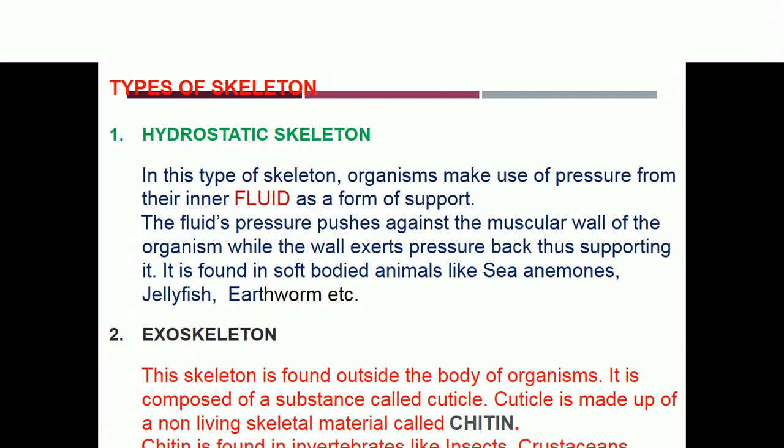The second type of skeleton is called exoskeleton. This skeleton is found outside the body of organisms. It is composed of a substance called cuticle. Our major focus on this is that it is found outside the body. Now, cuticle is made up of a non-living skeletal material called chitin. And chitin is found in invertebrates like insects, crustaceans, arachnids, and so on.